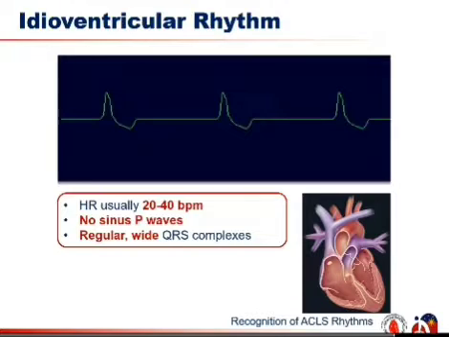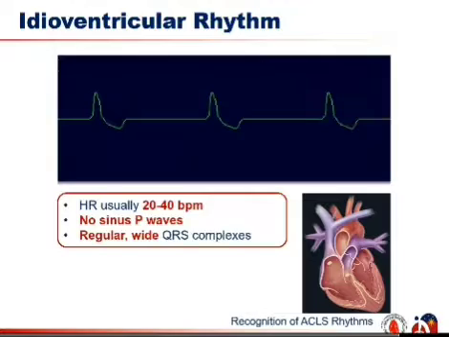Idioventricular rhythm is a slow and regular rhythm with a rate typically between 20 and 40 beats per minute. P waves are absent and QRS complexes are wide. This rhythm is typically encountered as an arrest rhythm, as we have seen earlier.